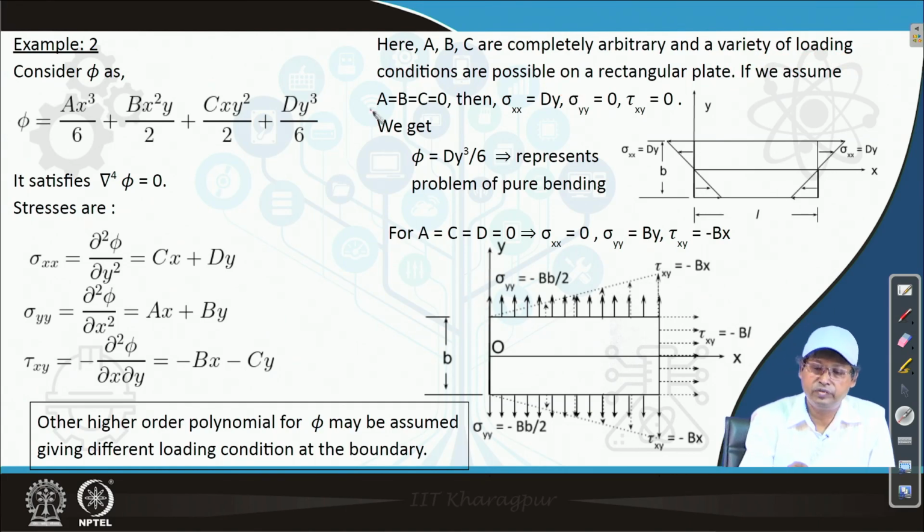If we assume a, b, c is equal to 0, what is happening? Sigma x is equal to only d y, sigma y is becoming 0, and tau x y is also equal to 0. So, what do we get? We get a stress condition something like this.